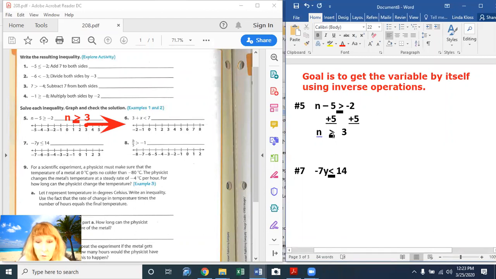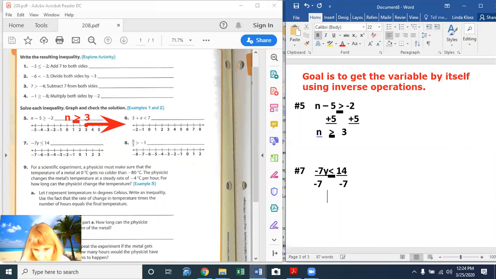We want to get, the goal is to get the variable by itself using inverse operations. So we have negative 7 times y. What's the inverse of multiplying? Correct, dividing. So we're going to divide both sides by negative 7. Whatever you do to one side, you need to do to the other side. So negative 7 divided by negative 7 should give us a positive 1y, or just y.